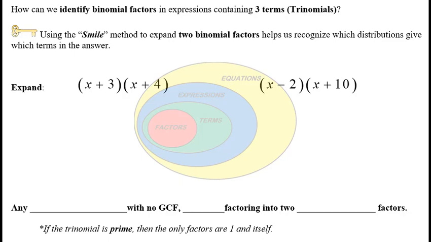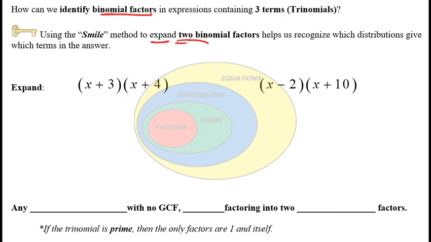All right, so how can we identify binomial factors in an expression containing three terms or trinomials? So before we get into the factoring, what happens when we expand two binomial factors? What happens when we expand?